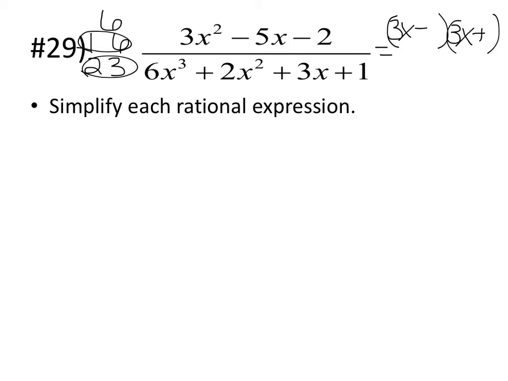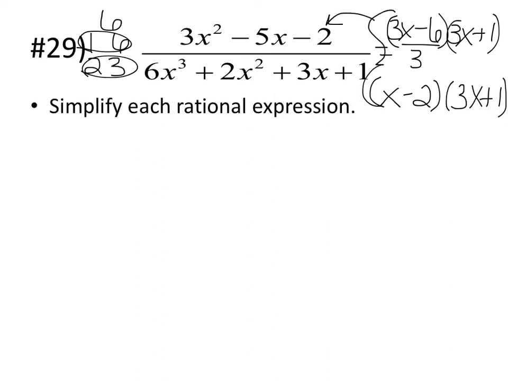Let's do 6 and 1 first and see if that works. So this you have to divide a 3 out of, leaving you x minus 2 times 3x plus 1. Alright, let's verify and see if that's right. 3x squared plus 1x minus 6x minus 2. Yep, that's actually the right one. So all of this came from our numerator. So we have x minus 2 times 3x plus 1 is our new numerator.